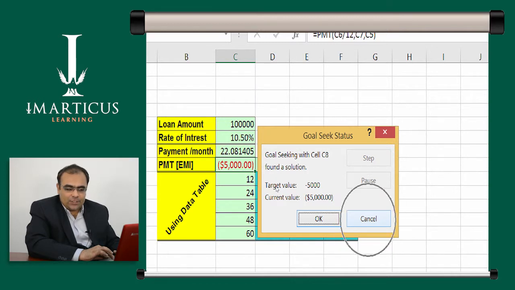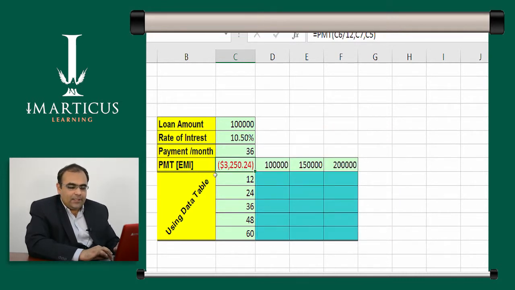So let's just say cancel on this goal seek status window. All right, I say cancel, right? And it restores my original values.